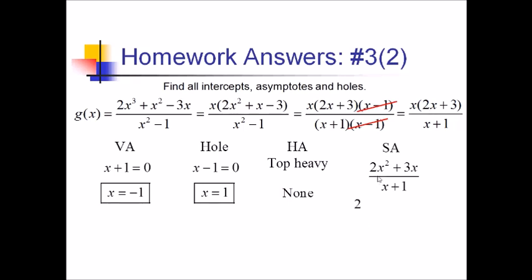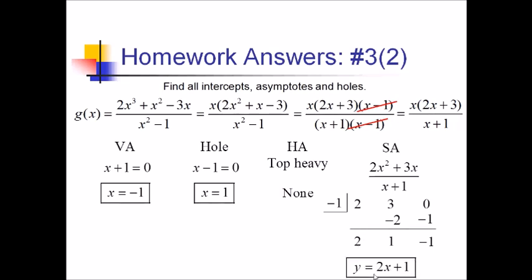So I'm going to set up my coefficients of 2. We have 3 for the x term and 0 for the constant. I'm going to have a box number of whatever zeroes out the divisor, in this case negative 1. So we bring down the 2, times negative 1 is negative 2, plus 3 is 1, times negative 1 is negative 1, and then we have negative 1 for the remainder. Now all we really care about is this quotient here, which is going to be linear. This is going to be y equals 2x plus 1, and that will be our slant asymptote.